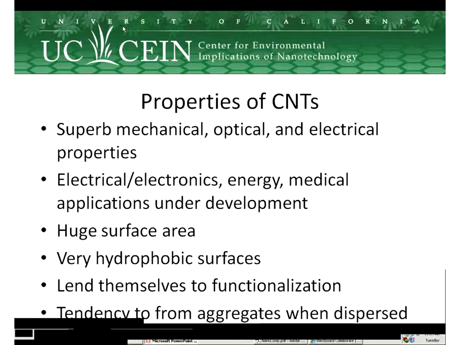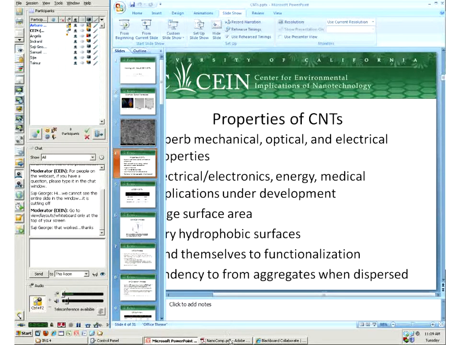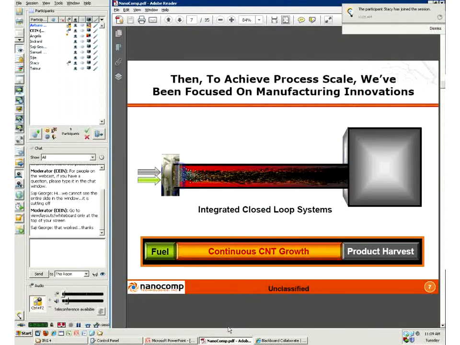I'm going to jump ahead a little bit just to show you some examples of what can be done with some of these carbon nanotubes in terms of materials for real applications. This is a presentation from Nanocomp. It's a manufacturer of tubes and of different yarns and sheets of carbon nanotubes.